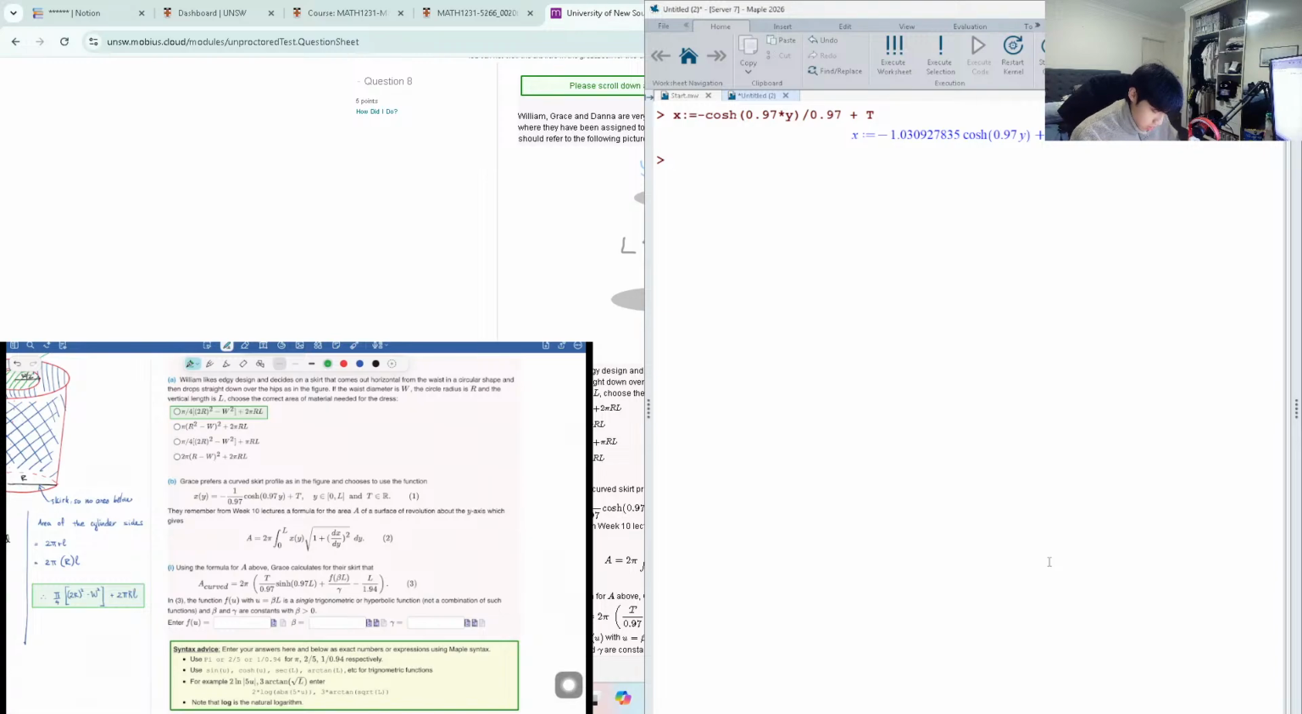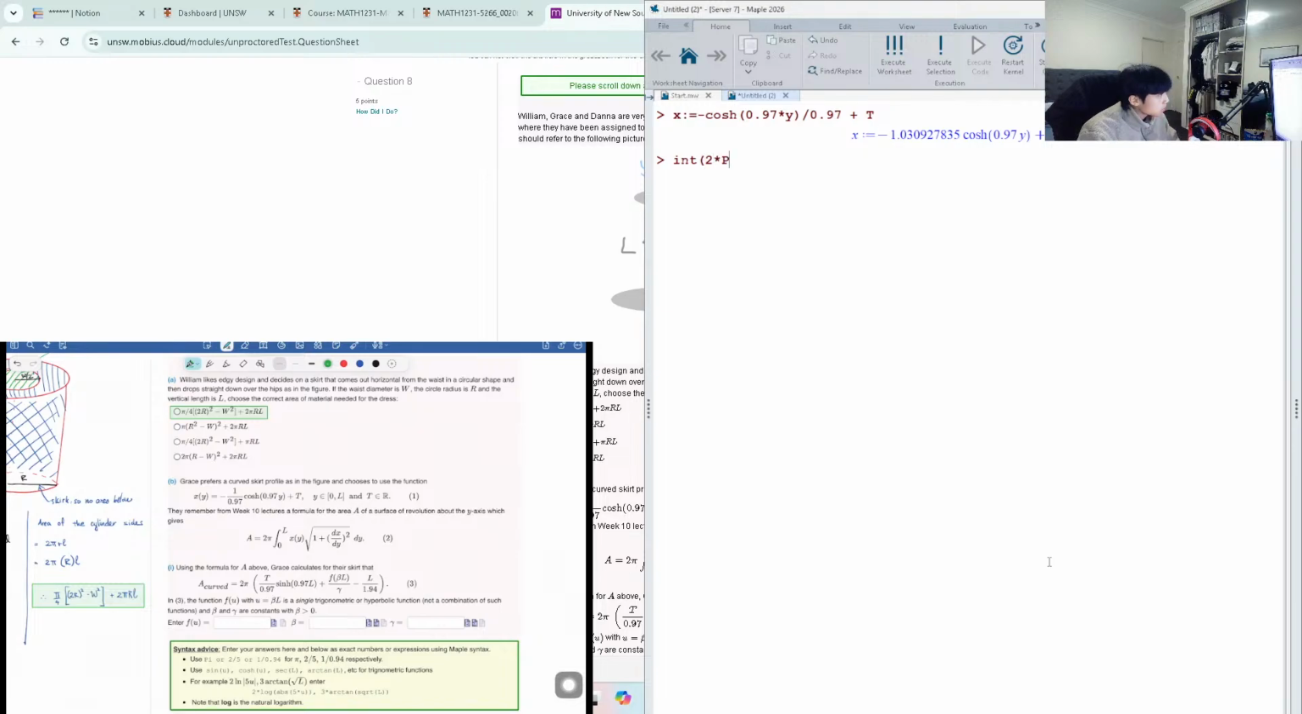Then we want L. L is that side, that's the length of L. We're going to integrate from 0 to L. So we're going to do the same.